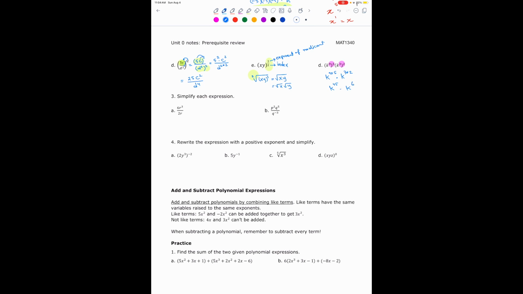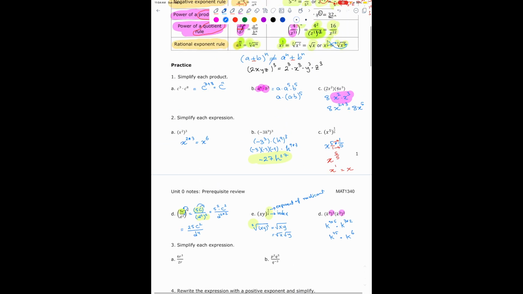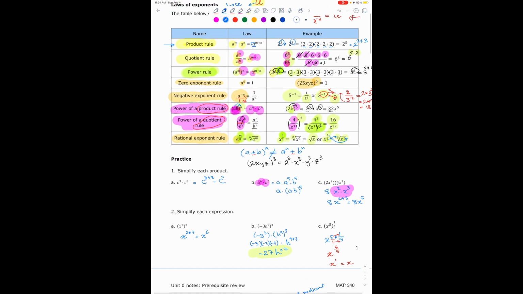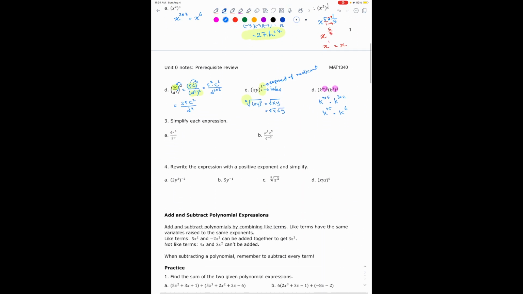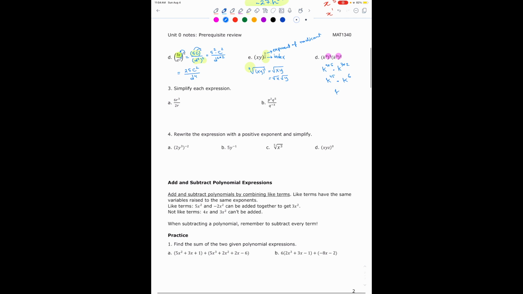Now, we have the same bases raised to different powers. We're going to use the product rule, which states that we're going to keep the same base and then add the exponents together. So we have k to the 51st. Number 3, simplify each expression.